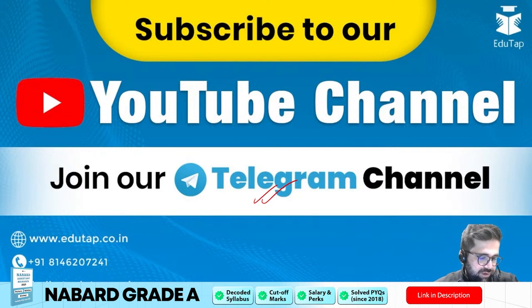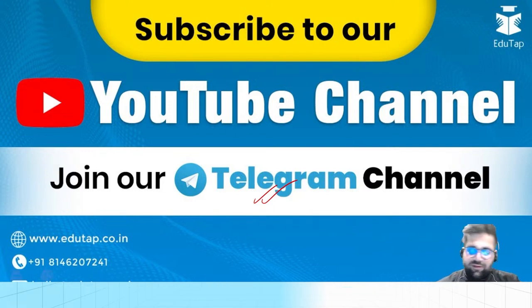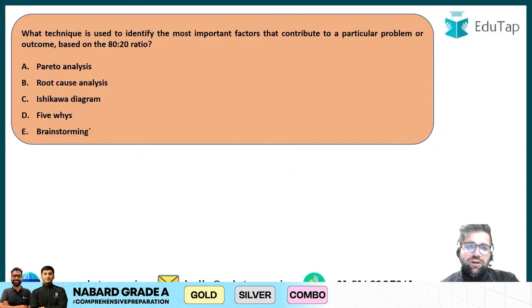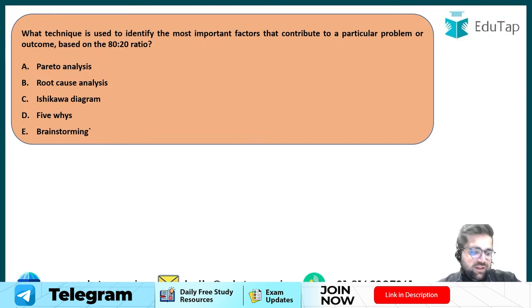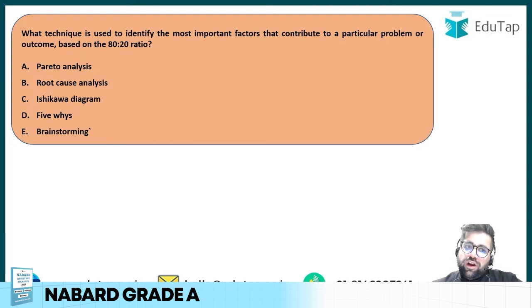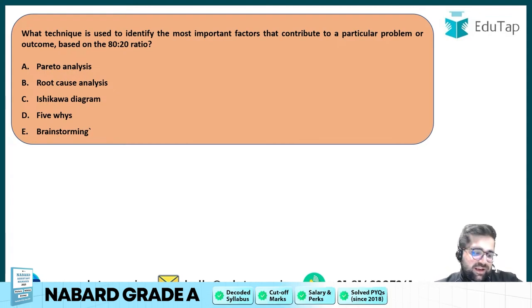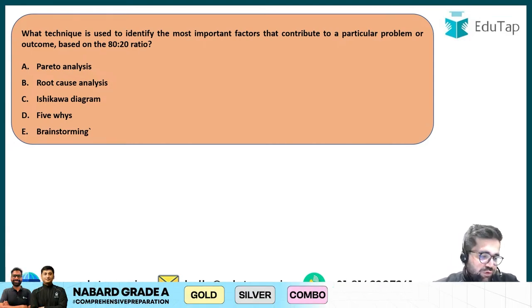Good morning, sir. Okay, so I can see a bit of use of short forms. Question number 1 on your screen, which appeared in the year 2023. Let's see who gives me the right answer. What technique is used to identify the most important factors that contribute to a particular problem or an outcome based on the 80:20 ratio? So basically you have to identify a technique which talks about the ratio of 80:20.